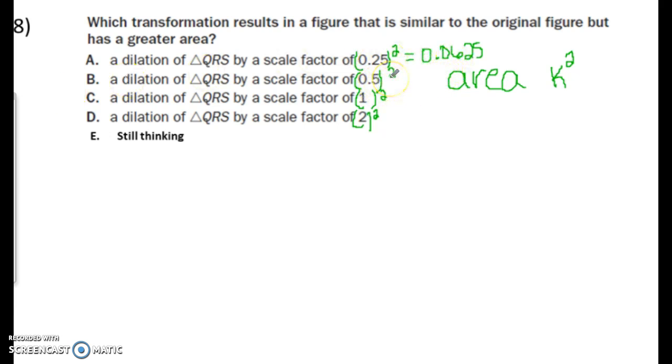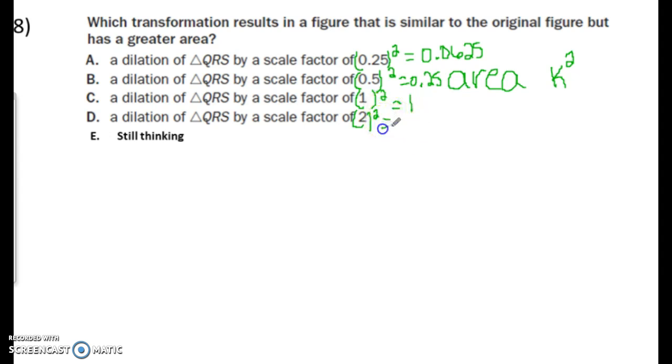Same thing with 0.5. If we do 0.5 squared, we're going to get 0.25. So the new area is going to be a quarter of its original size. So that's getting smaller. If we do 1 squared, it's 1. So the new area would be 1 times bigger. And if you multiply anything by 1, it stays the same.